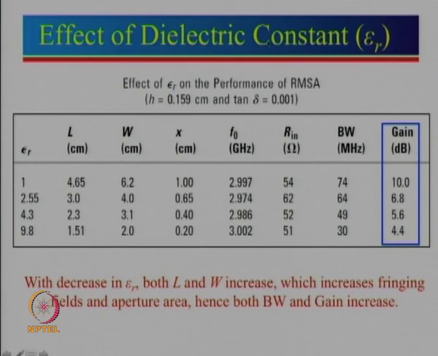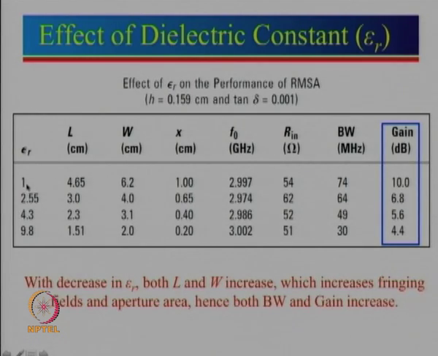Now let us see the effect of the dielectric constant. Here almost everything changes. We will see why everything changes. We have taken a center frequency of roughly 3 gigahertz. You can see that it is approximately 3 gigahertz. Corresponding to 3 gigahertz, we have designed the antenna separately for different values of epsilon r: 1, 2.55, 4.3, 9.8. These are commonly available substrates with small variation. We have already studied the case for 2.55, where L was 3 and W was 4. We have used the same thing, so just the scaling is there.